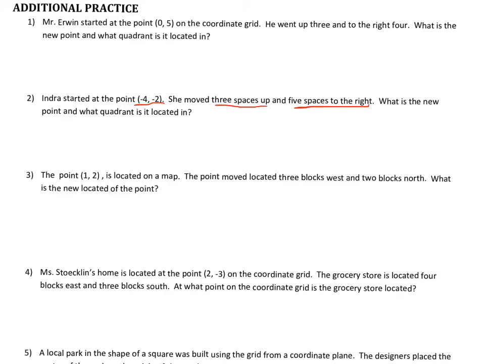Now, I'm going to go through and look at this. Up means what? It means y-axis, right? And if it's 3 spaces up, I know that means that my y is going to be +3. Okay? And then 5 spaces to the right. Well, I know right and left means x, and to the right is positive, so I know it's positive, and then it was 5 spaces.